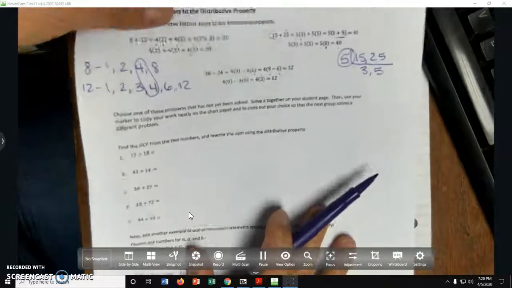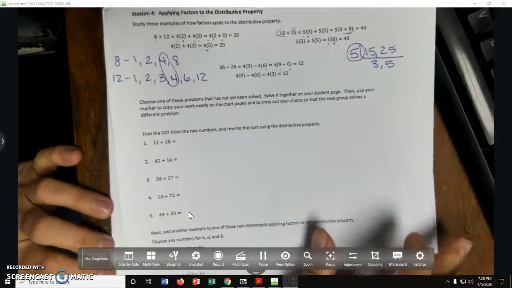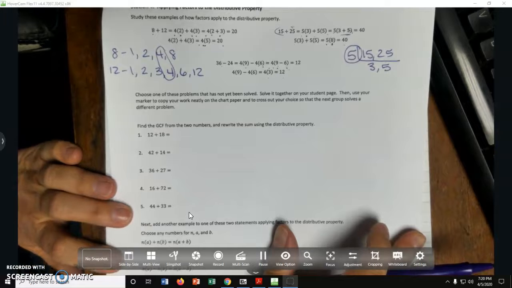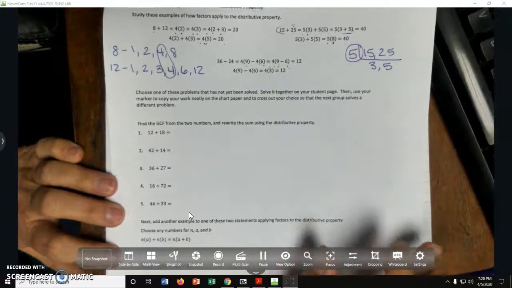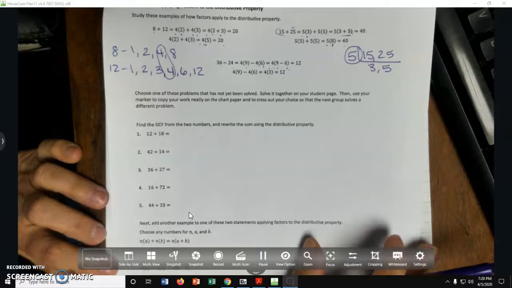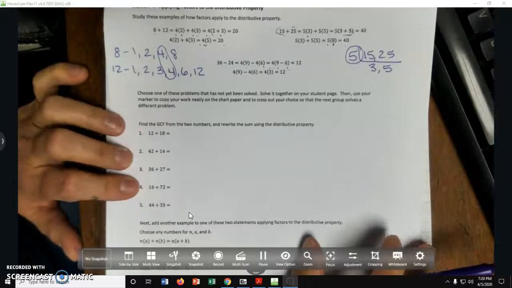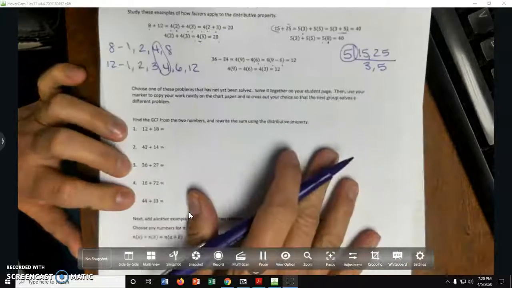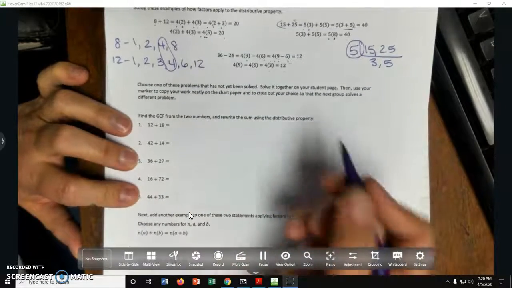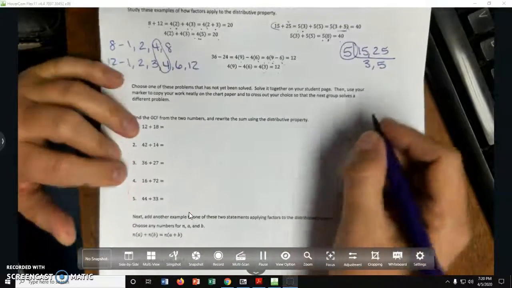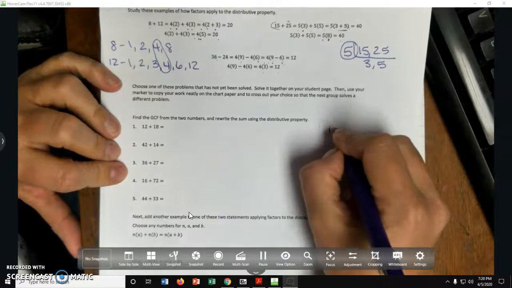All right, so down here, it says find the greatest common factor of the two numbers and then rewrite using the distributive property. So let's go ahead and do number 1 together. However you're wanting to find the greatest common factor is up to you. I'm going to go ahead and do what I call my magic way.